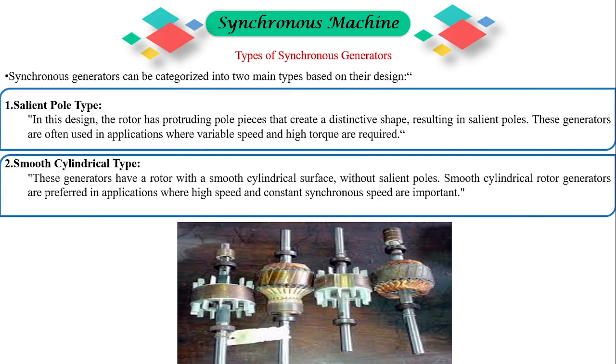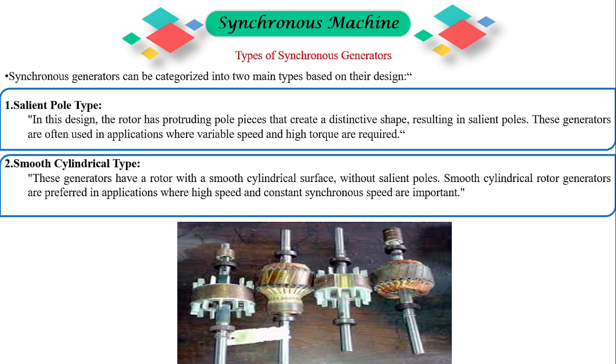Now, let's delve into the types of synchronous generators. These generators come in two distinct designs, each catering to specific requirements. 1. Salient pole type. In this design, the rotor features protruding pole pieces, resulting in salient poles. These generators are the choice when applications demand variable speed and high torque. Their distinctive design makes them suitable for such scenarios.